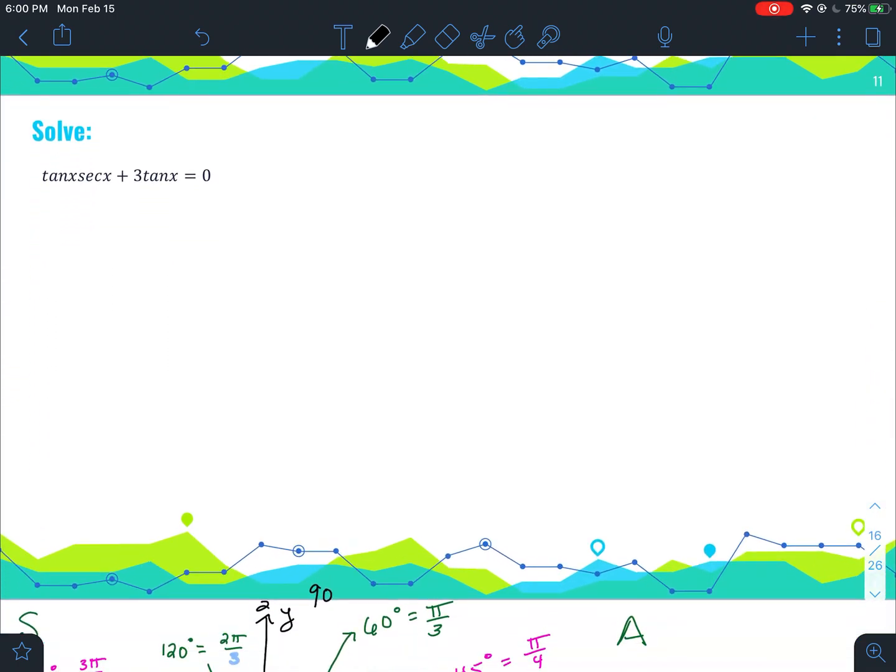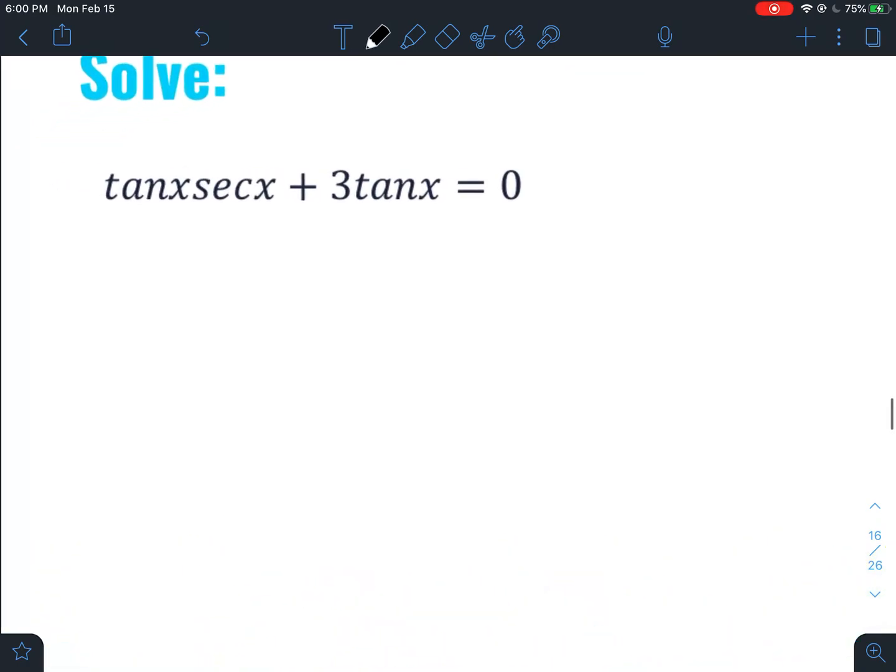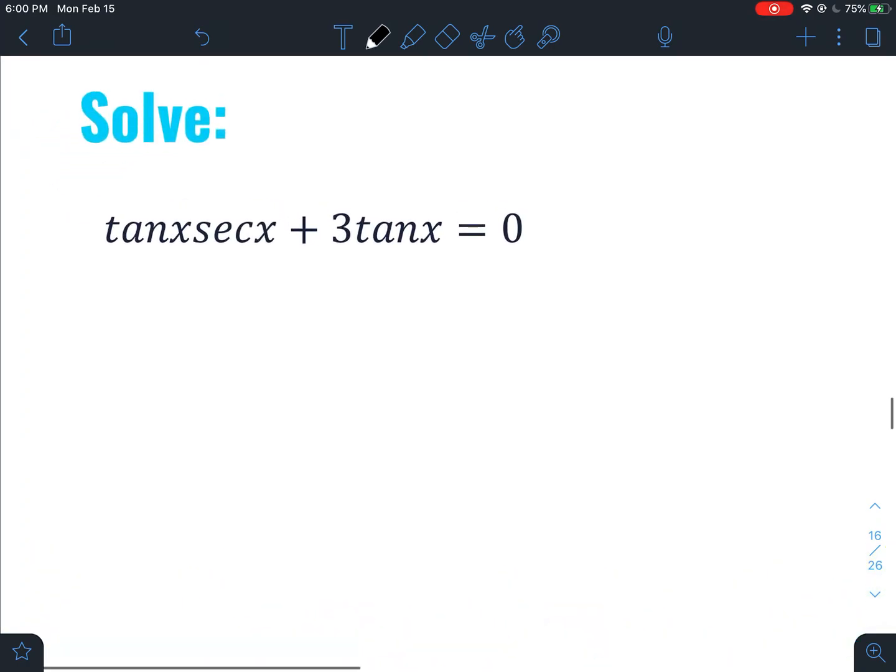Tangent x times secant x plus 3 tangent x. I can't get either of those trig functions by himself, but if you notice, this is another factoring problem. It's a common factor problem. What do these two pieces have in common that I could factor out from both of them? I can factor out a tangent x from both of them. So if I take out a tangent x, then I'm left with secant x plus 3, and then equals 0.